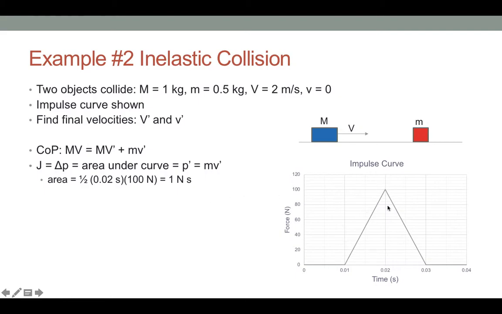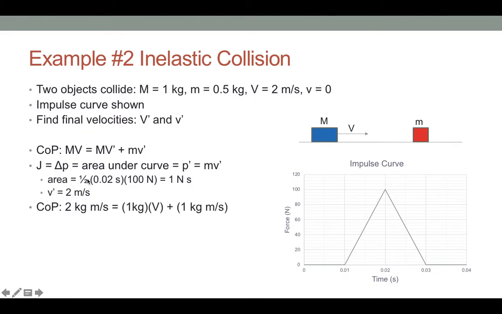The area under that curve is the area of this triangle, which is 1/2 base times height. The base is 0.02 seconds, and the height is 100 newtons. So that means the area under that curve is 1 newton second. That equals the final momentum of the red object. Its mass is 1/2 kilogram, so therefore it must be going at 2 meters per second.